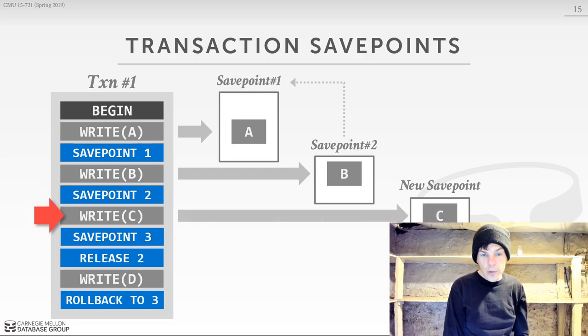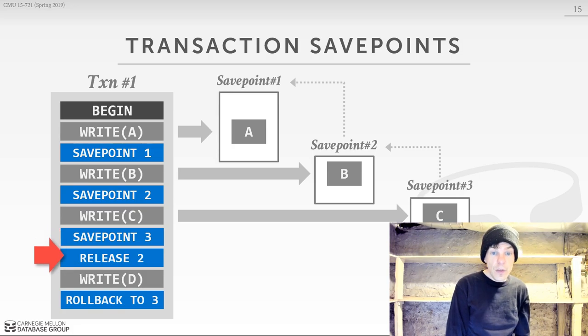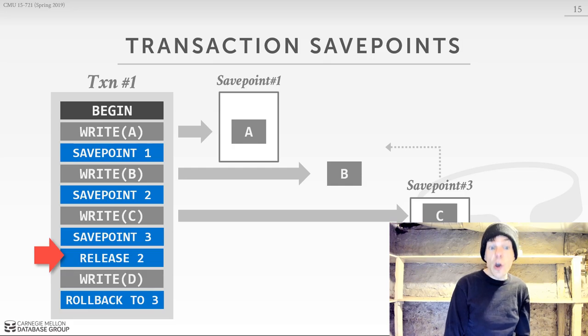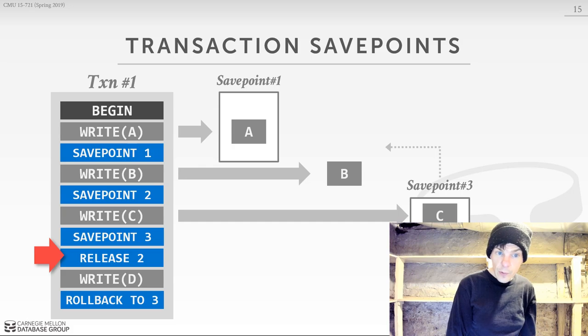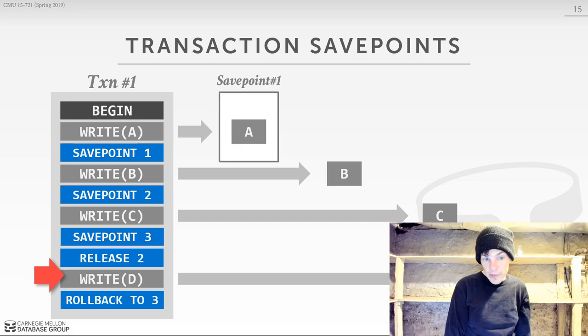So again, now we do a write on C, same thing. When we create a new save point, save point three is now linked to save point two. But now here we're going to do our release on two. So this is going to blow away the internal metadata we're maintaining about knowing that save point two exists, although the changes are still there. But now we can't roll back to it. And then implicitly, because save point three is linked to save point two, save point three gets blown away as well. Now we do our write on D, that lands in our implicit save point.